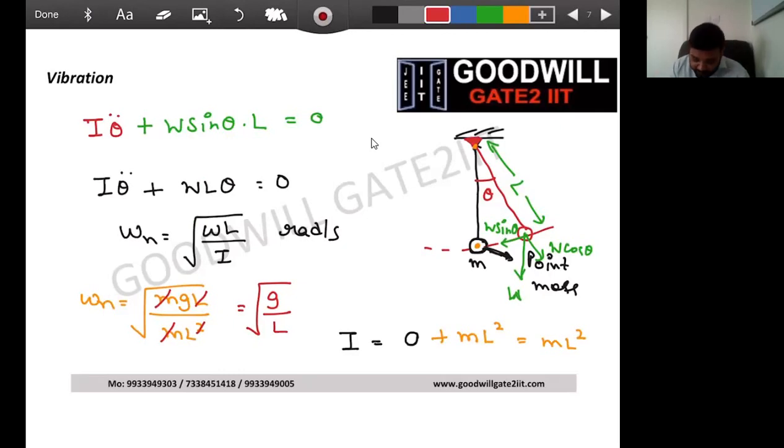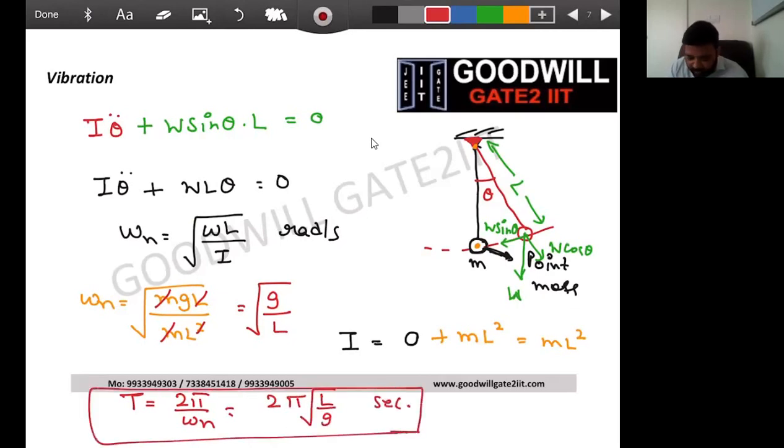Just a final check of what you have done during your class 10th, 11th, and 12th. You know, the time period of any quantity is 2 pi by omega n. Omega n you have calculated as this, so time period is 2 pi root of L by g seconds. We have seen this formula like 100 times during our 10 plus 2. So you can calculate natural frequency and time period. We're not going to do this in vibrations, but I'm telling you how these things are basically done.